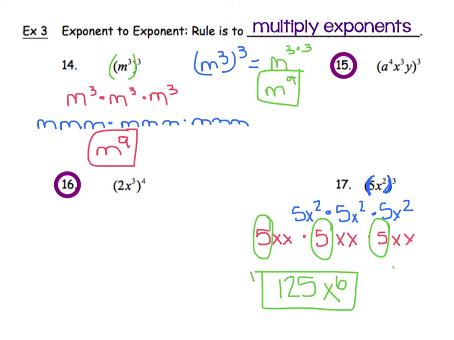Remember, you can always use the rule if you remember it, okay? So technically, you could have just added up the exponents, which is basically what you do when you multiply.